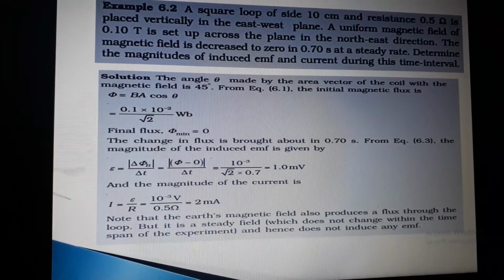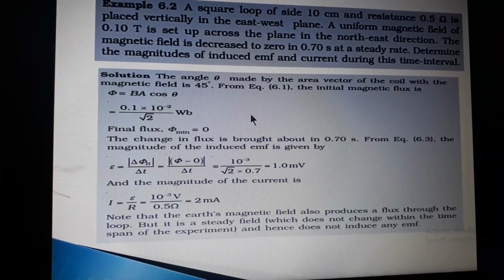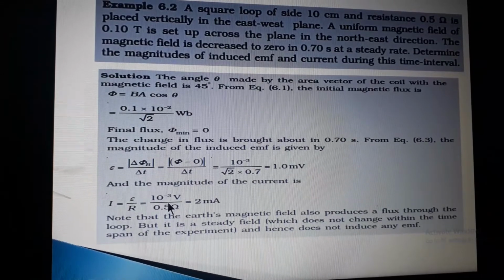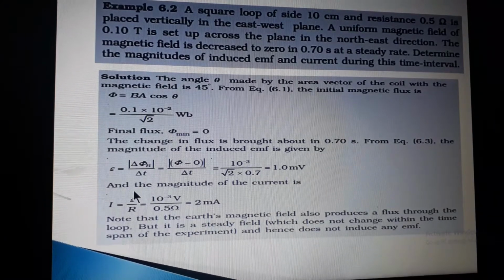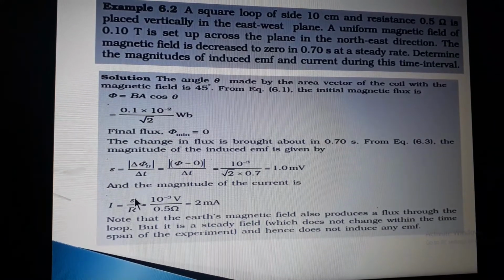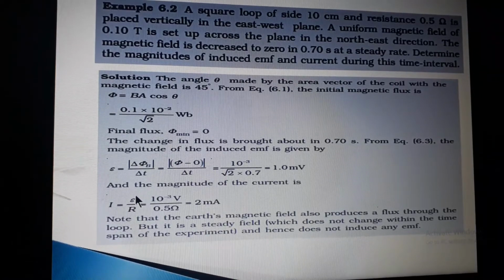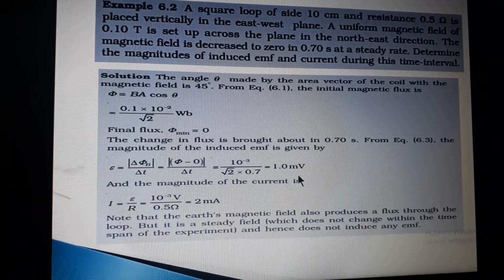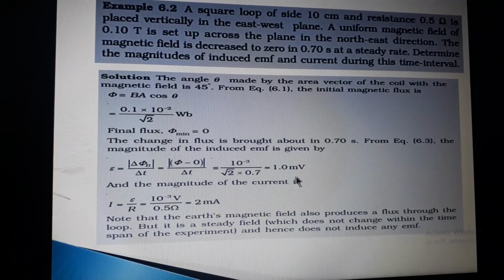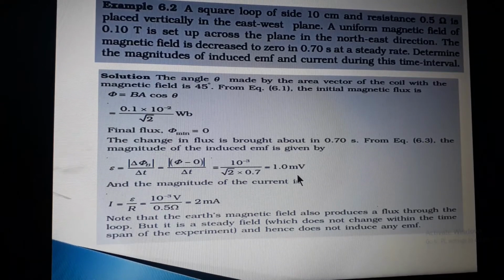So in this example, right now you calculated the first part, the EMF E. Now the second part is the current I. From Ohm's law, R = V/I, so I = E/R. Either you can say V by R or E by R, both are the same, where E means EMF. So I = E/R, and the value of E is 1 millivolt. When you convert this millivolt into volt, it is 10 raised to minus 3 volt.